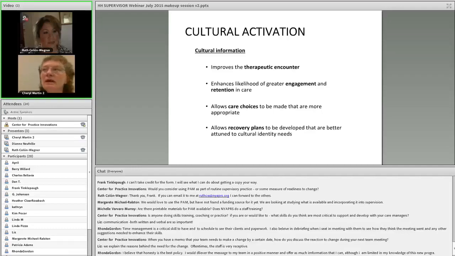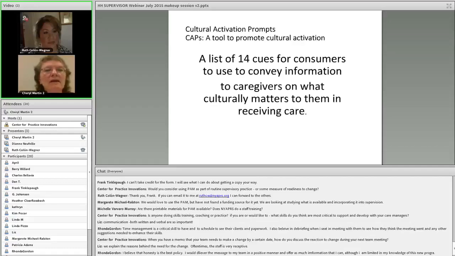So many of us bring with our culture ways of doing things that may be different than other cultures. And there's always an opportunity to bring those things into the care that people are offered so that there's comfort and recognition of something that is familiar to them. Allows recovery plans to be developed that are better attuned to the cultural identity needs, absolutely.